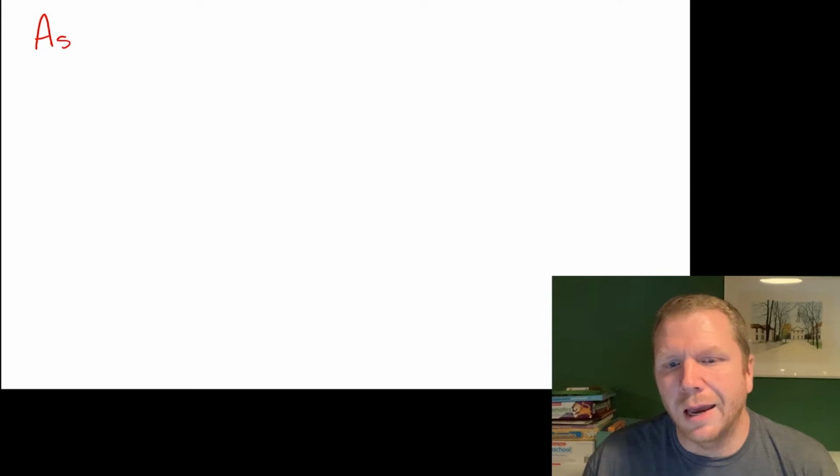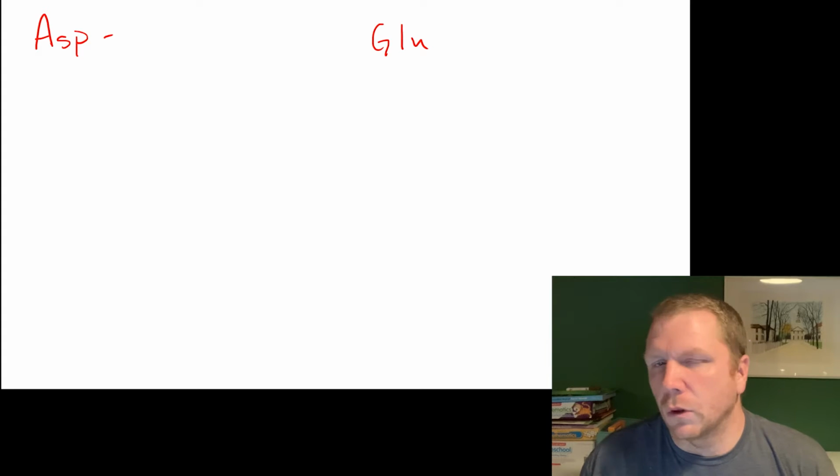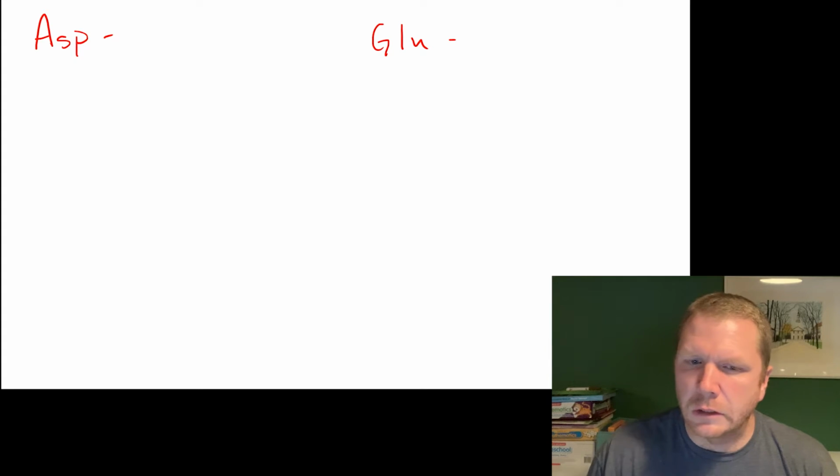All right, so at this point in your biochemistry class, you've probably been introduced to all of the 20 proteinogenic amino acids. Sometimes you've maybe been introduced to 21 proteinogenic amino acids. Now, what I want to focus on here is your two negatively charged amino acids. Those two amino acids are aspartic acid and glutamic acid. So ASP and GLU. These are the three-letter codes for those two amino acids.